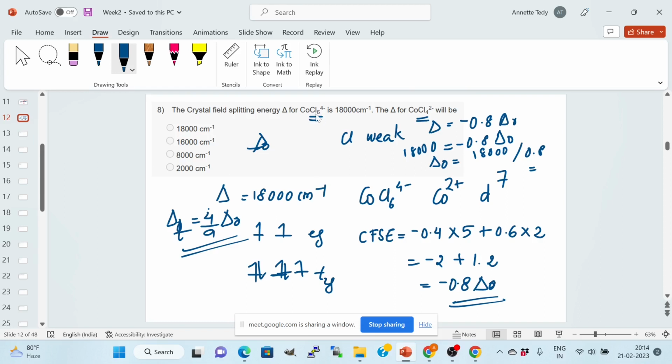If both the complexes had the same coordination number, from that we could calculate the delta O, then we can just substitute and find out. In this case, this is an octahedral complex and this is a tetrahedral complex. So we already have a relation: delta T is equal to 4 by 9 of delta O. So we'll just write 4 by 9 of 18,000 something. How much is it coming?